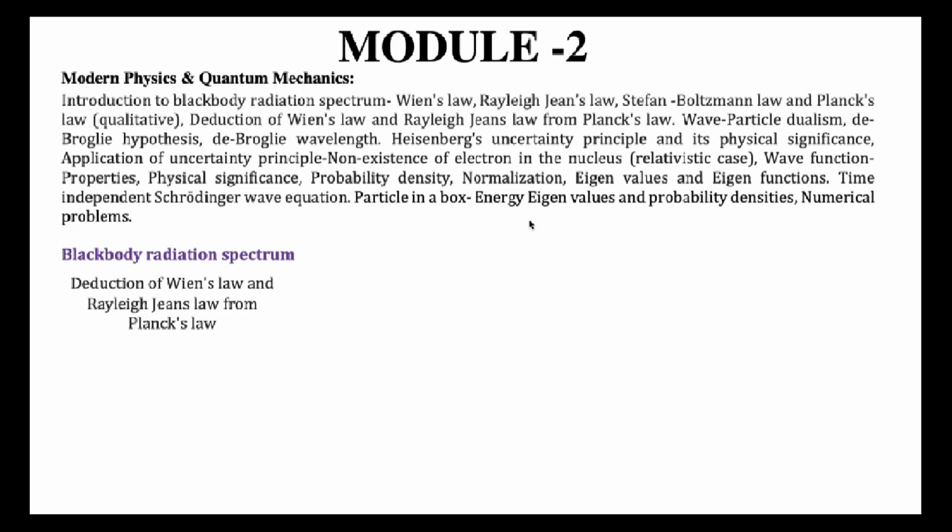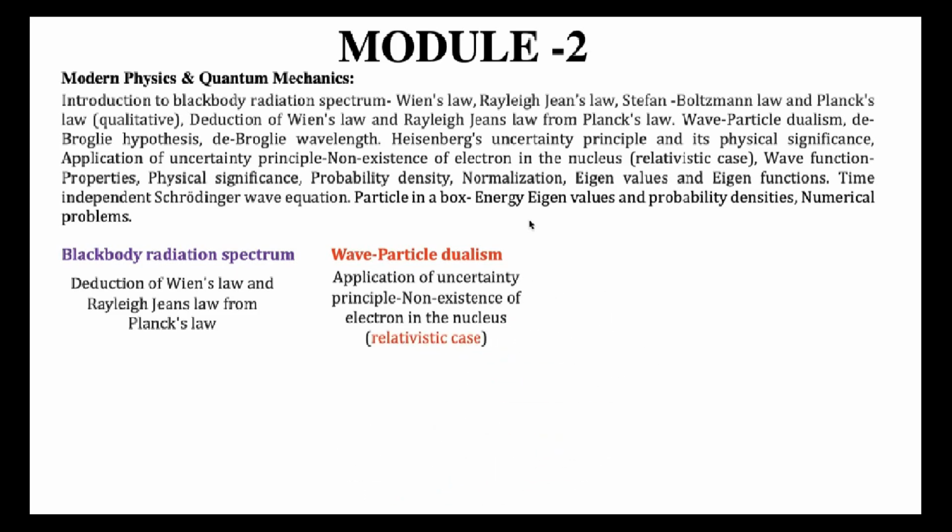Sometimes he may combine this derivation with one definition. For example, define Wien's law, or define Rayleigh-Jeans law, or define Stefan-Boltzmann law, or define Planck's law. Only the definition part, along with which you need to write the equation for that definition. For wave particle dualism, in this main concept, you can get a definition part for the de Broglie hypothesis, and Heisenberg uncertainty, where he may ask you to write down the definition.